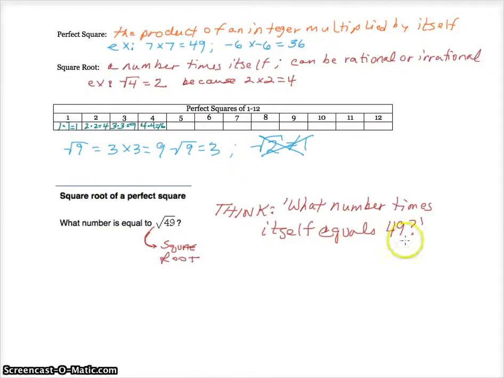So let's get back to our question. What times itself equals 49? Well, if we go up to our box, we should have it all filled out by now. And we should know that 6 times 6 is 36. That's not quite it. So what's 7 times 7? Well, that equals 49. So the square root of 49 equals 7. And these are just facts that we're going to need to work on memorizing.